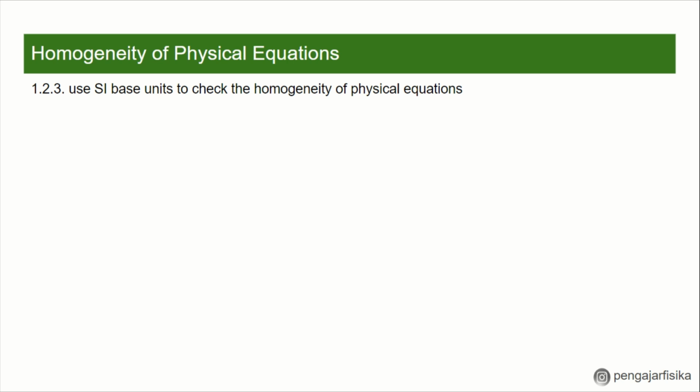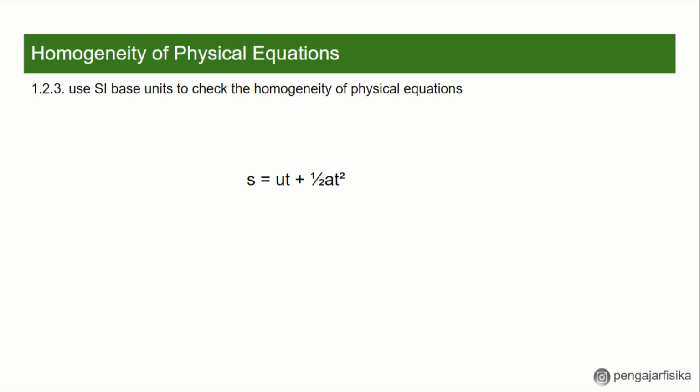The third learning objective is use SI base units to check the homogeneity of physical equations. One important skill in physics is checking the homogeneity of physical equations, which ensures that both sides of an equation are dimensionally consistent. Take the kinematics equation s equals ut plus half at squared as an example.